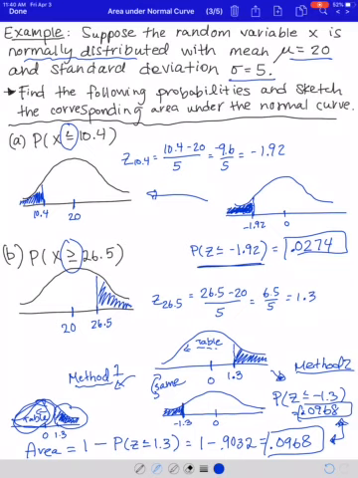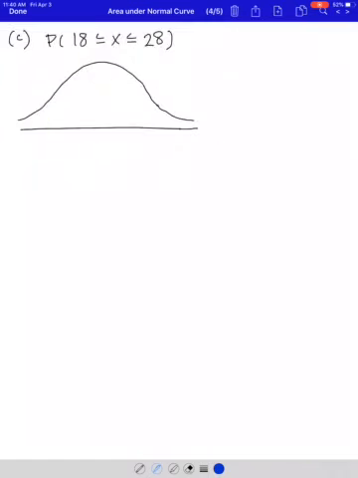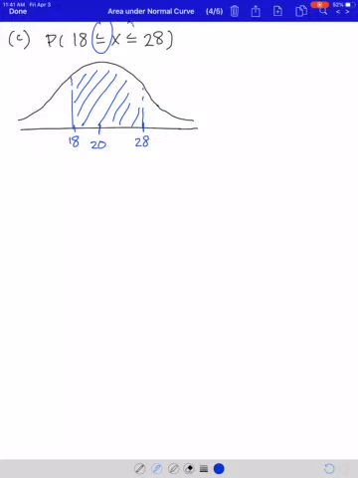So we're going to consider the same problem with a mean of 20, standard deviation of 5. And here's our problem. We want to find the probability that x is between 18 and 28. So let's first draw this. So our mean 20 is in the middle. Here's x equals 18, which is below the mean. And here's x equals 28, which is above the mean. And we want to find this area, right? Notice we have that 18 is less than or equal to x, which is less than or equal to 28. So basically x is between these two x values.